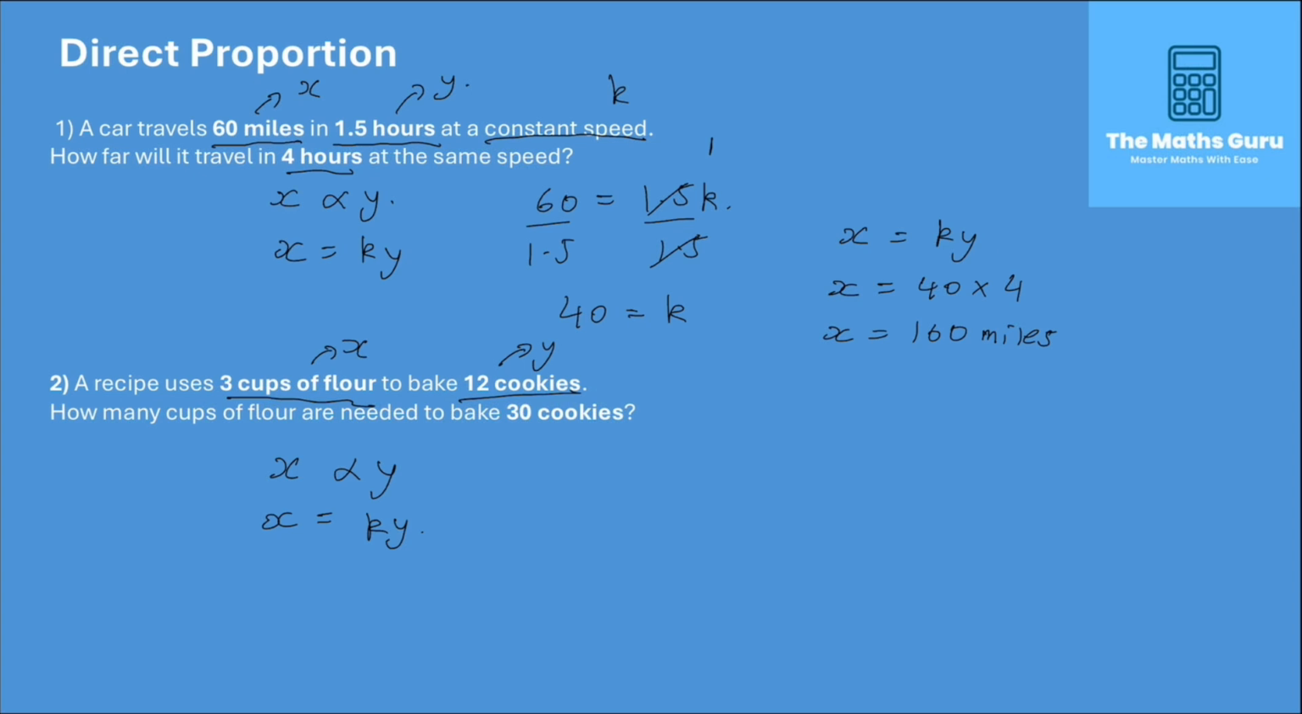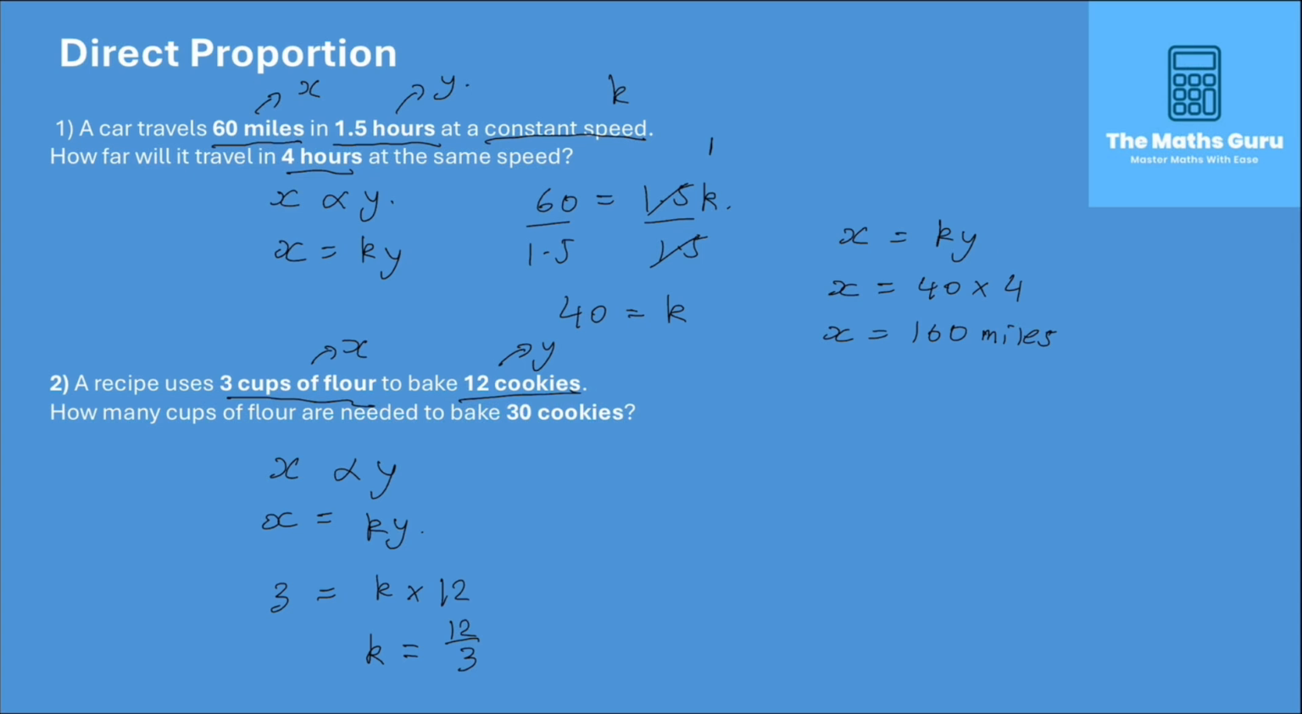How many cups of flour are needed to bake 30 cookies, sorry. Looking at this, we first need to fill in what we know. So 3 is equal to k times our 12. Rearranging this to make k the subject and solve for k, k is equal to 12 over 3.